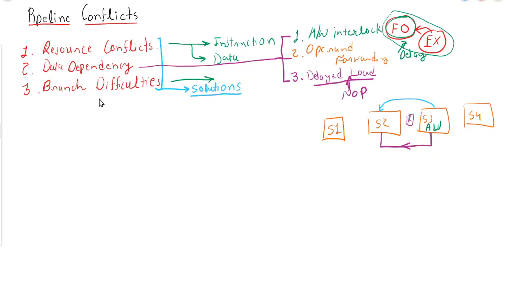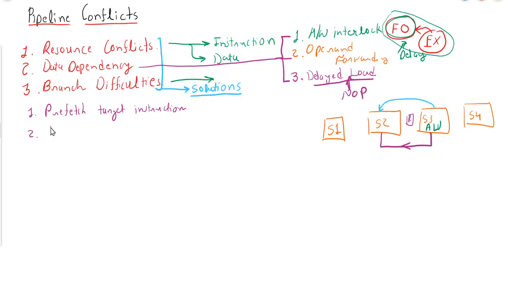Now let's have a look at the branch difficulty. How will branch difficulties be solved? For branch we have various solutions. Let me write them all down. Prefetch target instruction. This is the first solution.